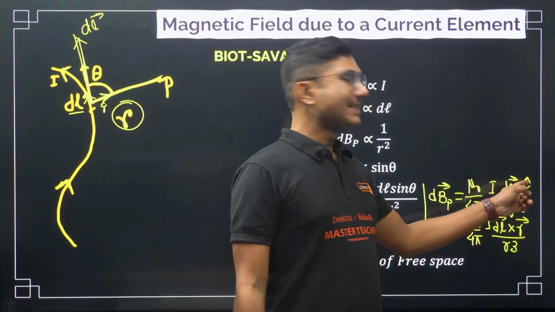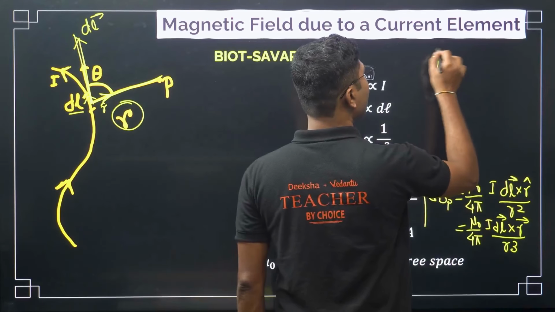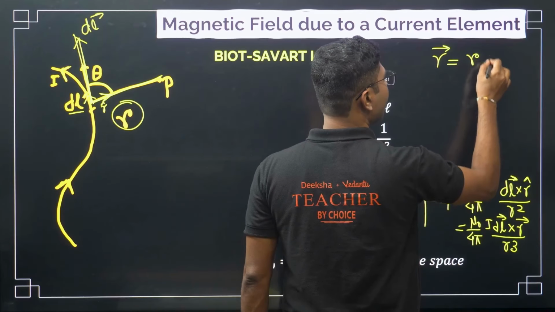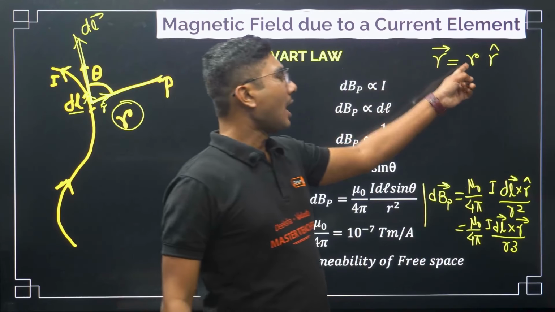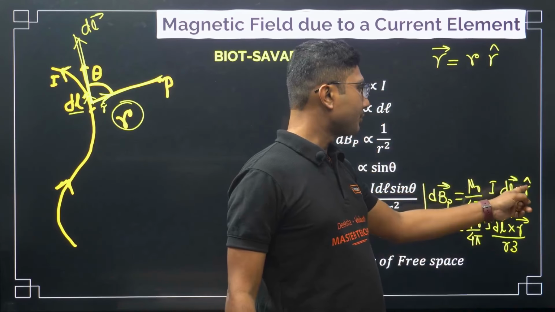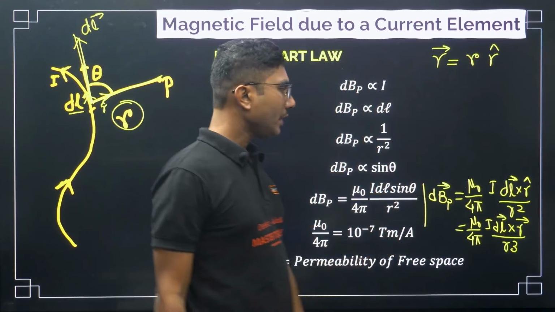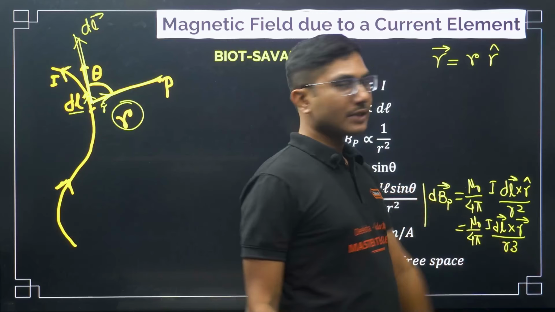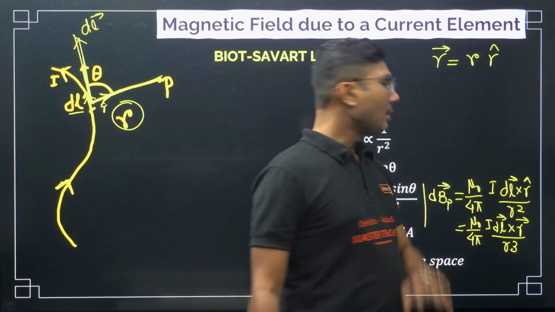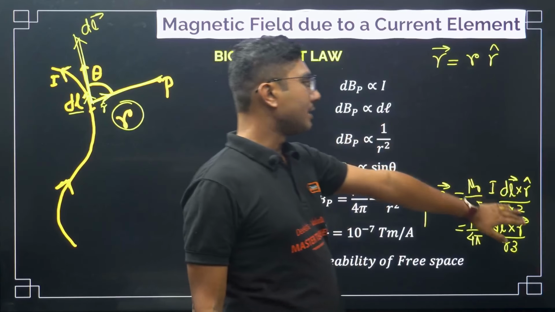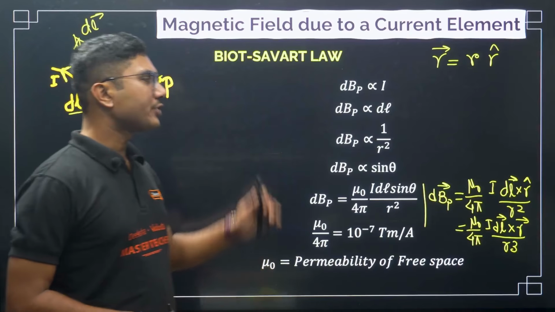Why? Because it is actually in terms of the unit vector. If you want to convert a unit vector to a full vector, you have to multiply with the magnitude. You are multiplying r in the top and bottom, and that is why this r cap becomes the complete r vector. That is why one extra r comes in the denominator, but that r is absorbed by this r cap. Sin theta is only there when you are not writing in vector form. In vector form, sin theta does not come.